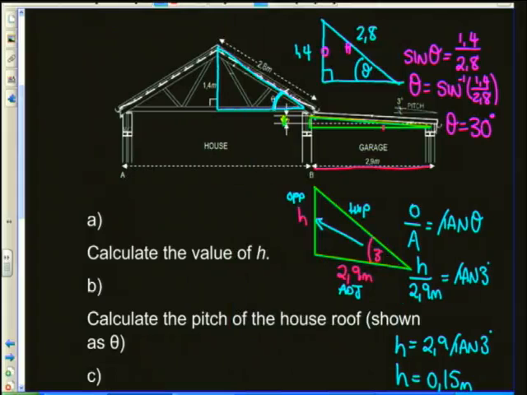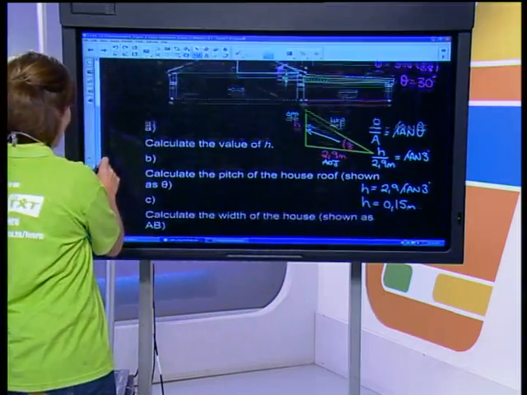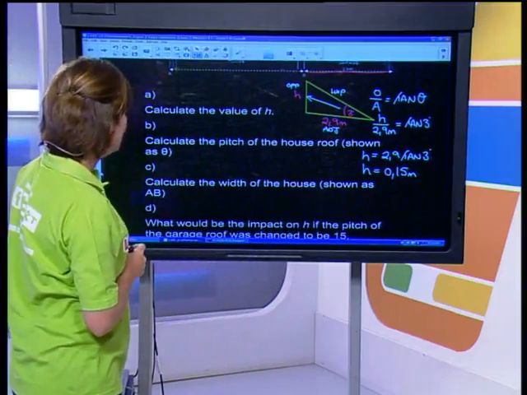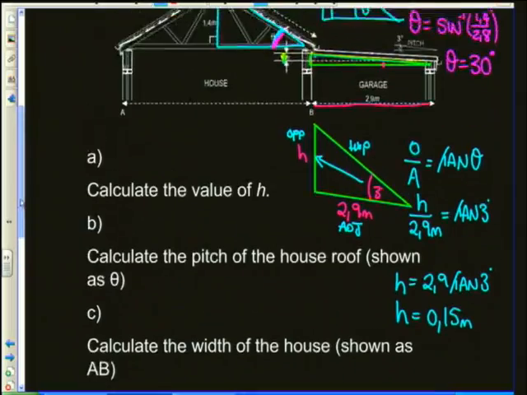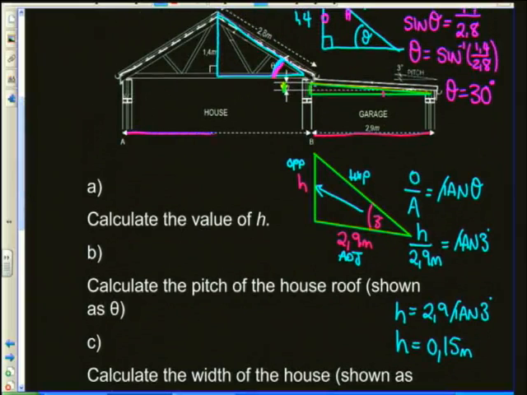All right, so there we go. That's the angle of inclination, or the pitch of your roof, the degree at which it's inclining. Alrighty, and then we're going to see what else we want. Calculate the width of the house. So we're looking for the length from A to B, all right? So that distance over there.